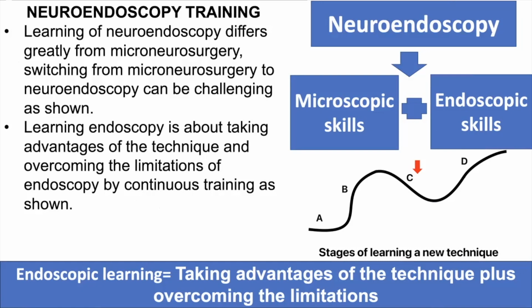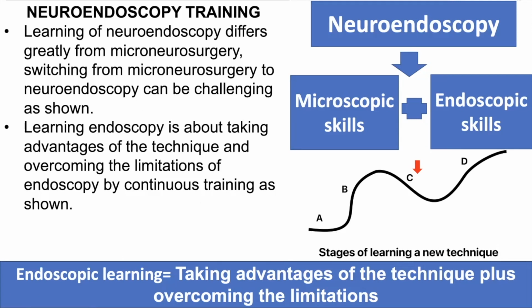As shown here, there are usually two types of skill. One is microscopic skill and another is endoscopic skill. To learn neuroendoscopy, you have to acquire both microscopic skill and endoscopic skill, which could be completely different, which I'll discuss in the next slide. Learning endoscopy is about taking advantage of the technique and overcoming the limitations of endoscopy by continuous training, as shown here. This is a Scott parabola.